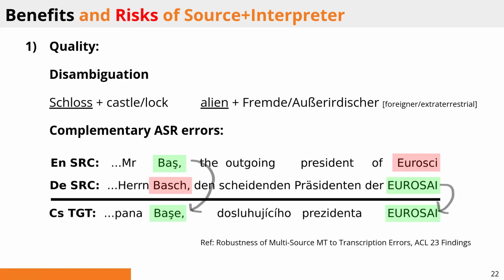So the most expected reason for multi-sourcing from the original and interpreter is the quality gain, because there can be word sense disambiguation. There are ambiguous words which can complement each other from the two languages. For example, the German word Schloss is ambiguous, and the English word can disambiguate it, or the English word alien is ambiguous and the German translation can disambiguate it. And also because the source is speech, the speech recognition errors can also be complementary.